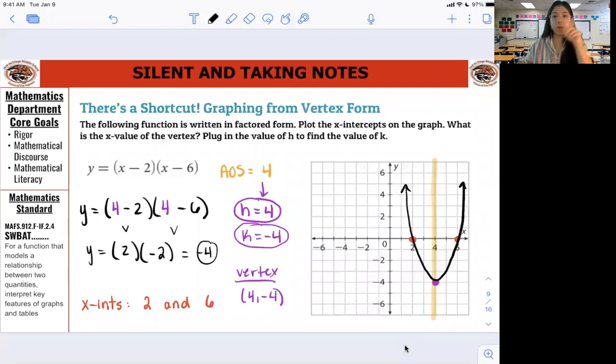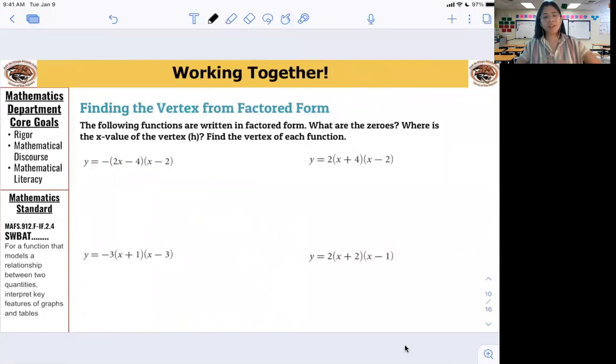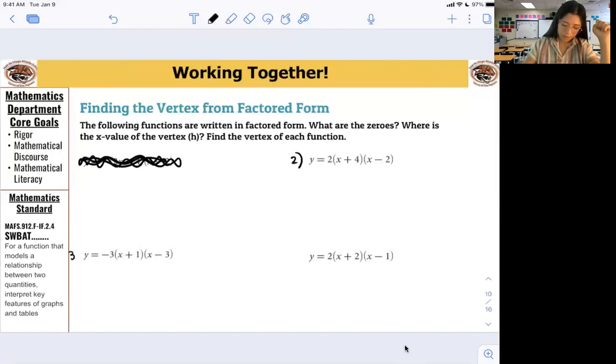All right, let's do one more. Actually, no, these are a little bit different. Sorry, I forgot. So for these examples, I have the factored form equation, and we're not going to graph it, but I want everyone to tell me what the x-intercepts are, the zeros, and then tell me where the vertex would be. So we're going to follow those same steps. Now, number one's a little different. I'm going to skip number one. We don't need to do that one. Let's do number two together, and then I'll have you guys try 3 and 4 on your own.